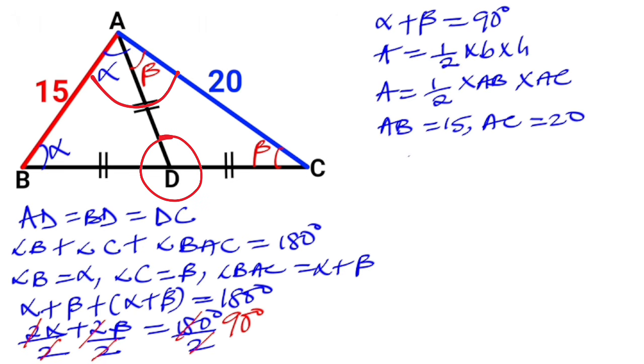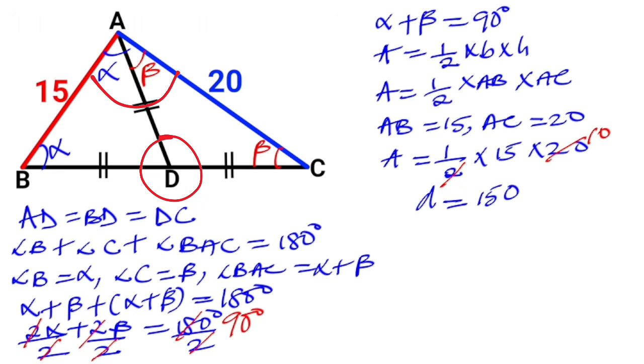Substituting these values in the expression will give us area is equal to 1 over 2 times 15 times 20. 20 divided by 2 is equal to 10. And we are left with 1 times 15 times 10, which is equal to 150. Hence, the total area of triangle ABC is 150 square units.